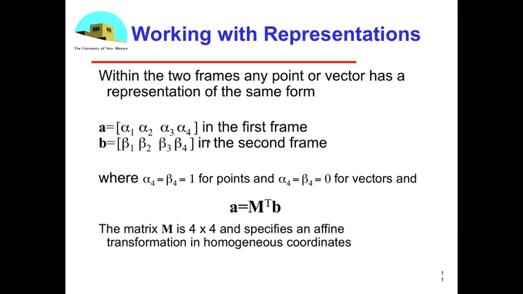And this is just saying the same thing. If you have a representation of 2 different frames, the representations look like this, but alpha 4 and beta 4 are going to be either 0 or 1: 0 if we're dealing with vectors, and 1s if we're dealing with points. And in any case, the change of representation can be written as this matrix multiplication using 2 column matrices for these 2 representations. So that all works very, very nicely. It's again why homogeneous coordinates are so wonderful and easy to use.